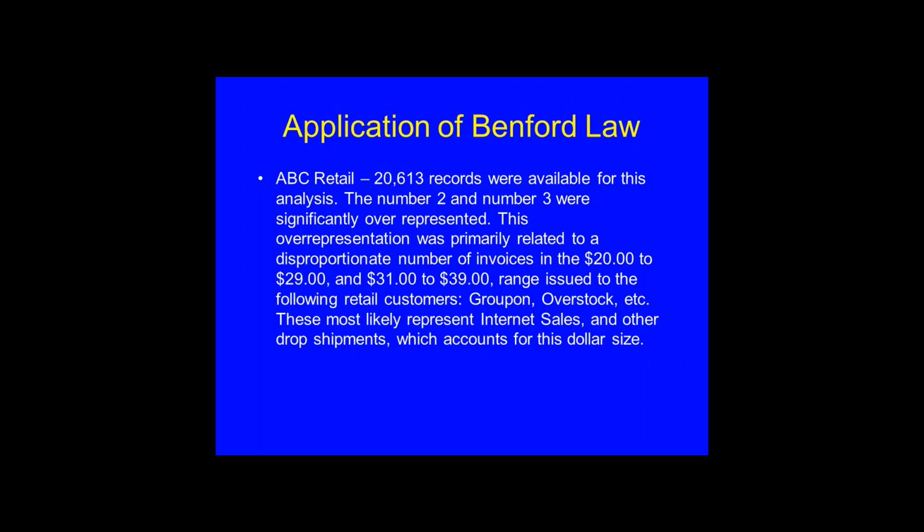This is a real data set. We've changed the names, but this is real data. ABC company, 20,000 records. Twos and threes were overrepresented. Our first thought isn't that there's fraud, but that there's something unique within that company or their business practices. And as it turns out, in this particular case, there was a disproportionate number of invoices in the 20 to 29 and 31 to 39% range.